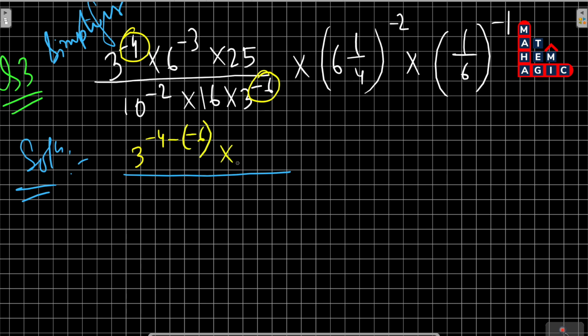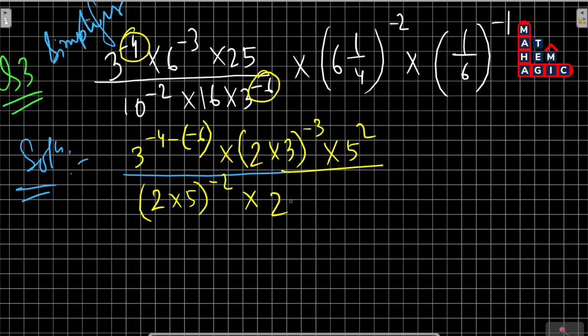Now see, 6 is not written in the proper way, so we just need to break that 6 as 2 into 3. That is the power of the product rule that we are going to display. And 25, we all know, is 5 square. And 10 can be written as 2 into 5, and there was a 10 to the power -2, so the -2 should be there as it is. 16, as you all know, is 2 to the power 4. I'm not writing 4 square because I've already explained earlier, and 3 to the power -6 has already been taken, so we don't need to repeat that.